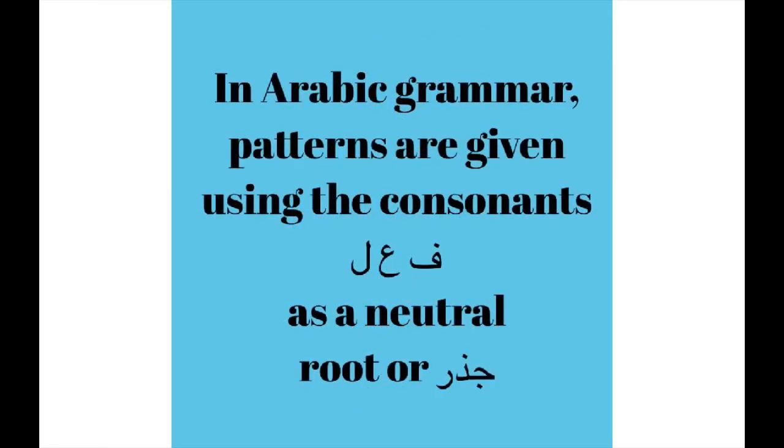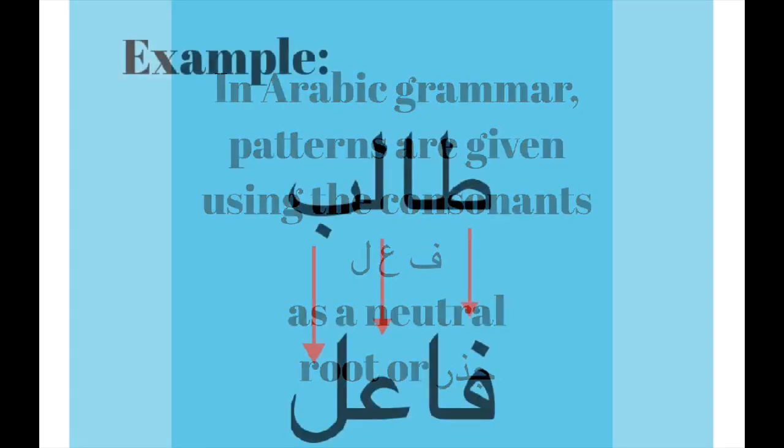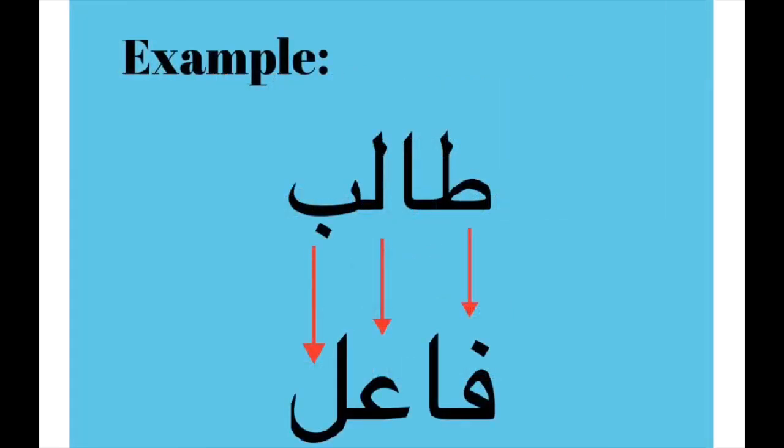In Arabic grammar, patterns are given using the consonants fa, ayn, and lam, fa'ala. Fa'ala is used as a neutral root or judr. Other roots are plugged into the formula fa'ala to identify the pattern or wazn. Let's look at an example to see how this works.